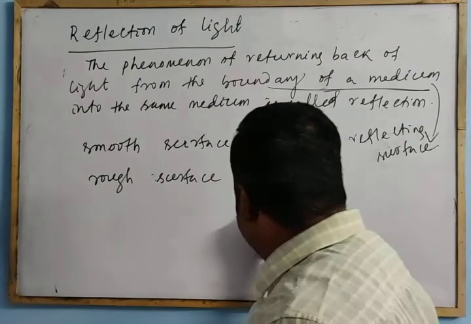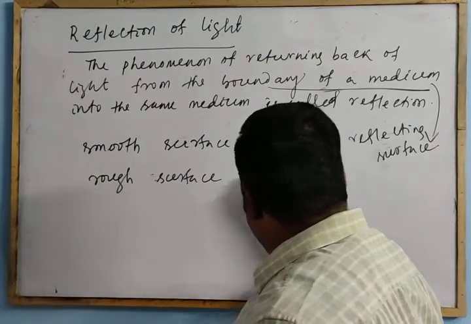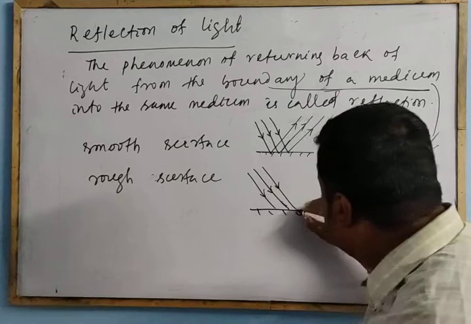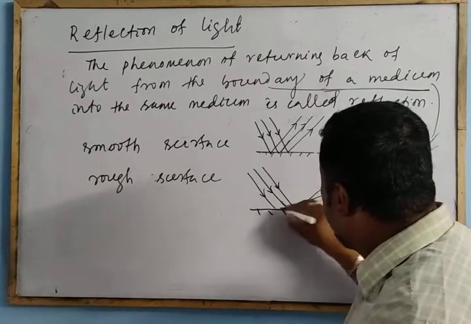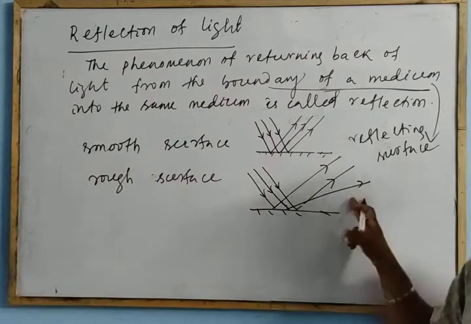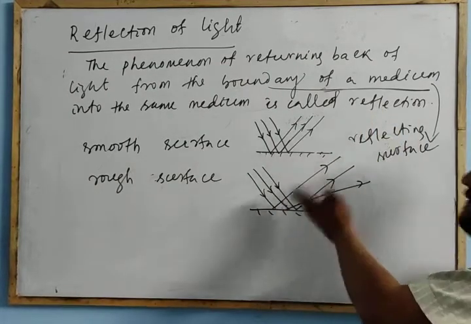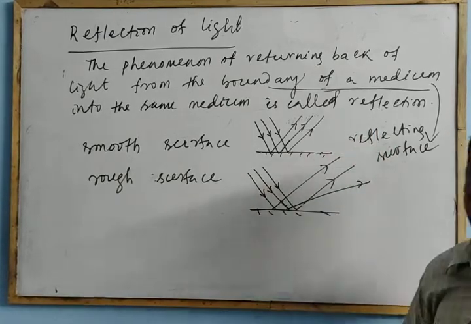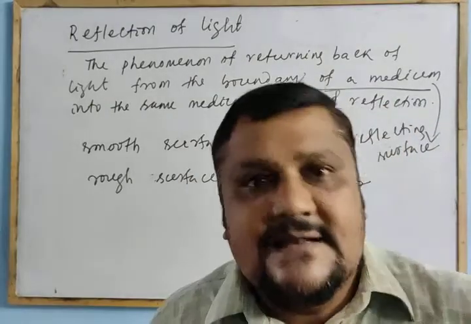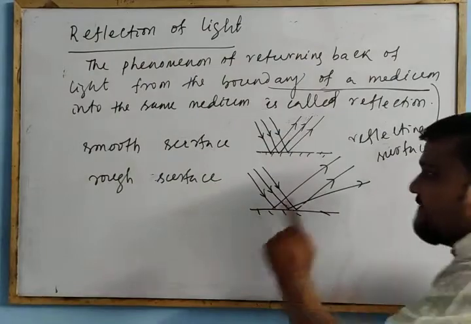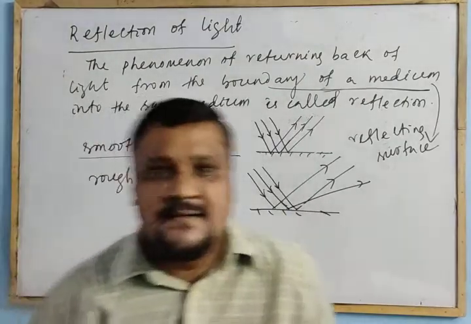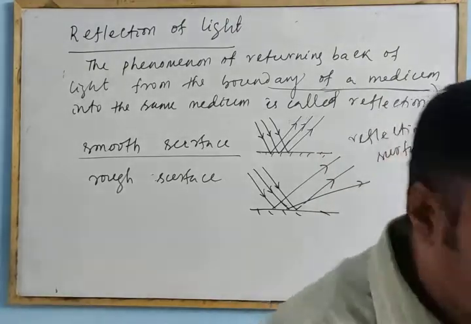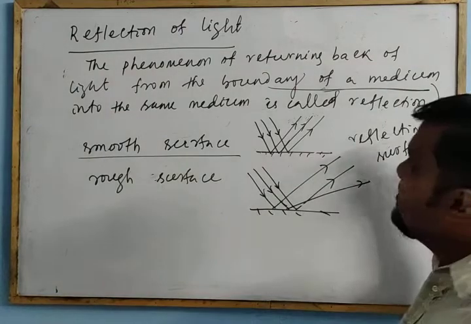And in a rough surface, suppose this is the surface and these are the parallel rays incident, but they reflect in different directions. Incident rays are parallel, but the reflected rays are not parallel. Then it is called a rough surface. If the reflection occurs on a smooth surface, then you can see the image of the object, which we will discuss later. So this is about reflection.